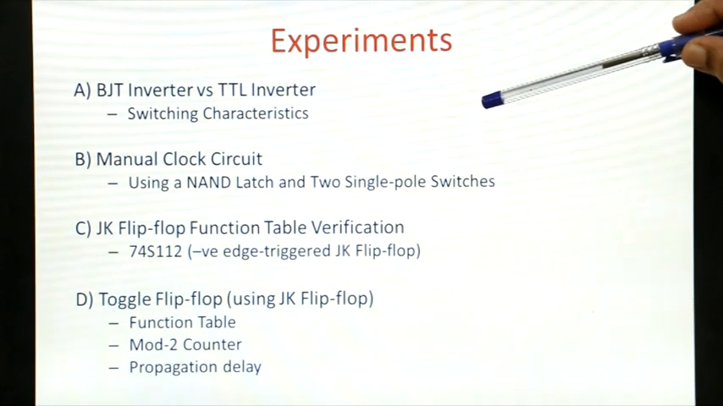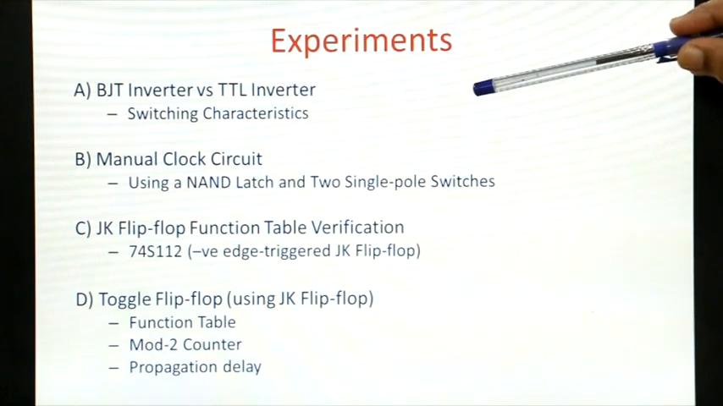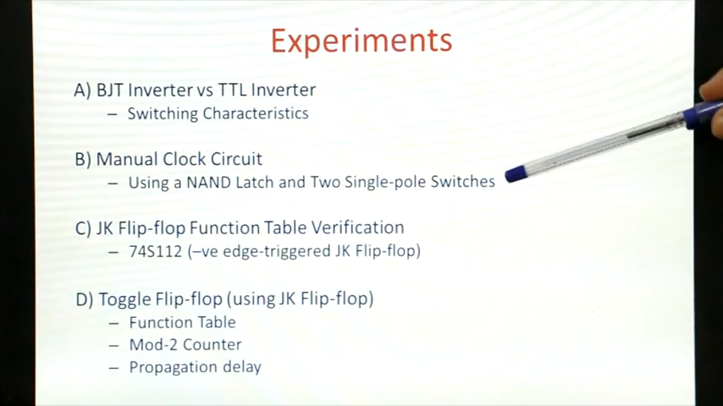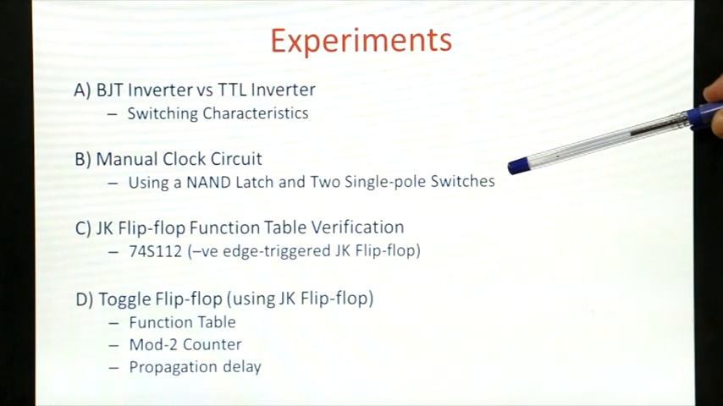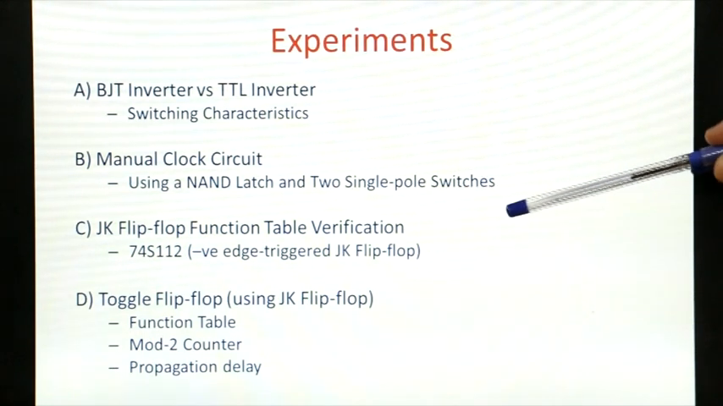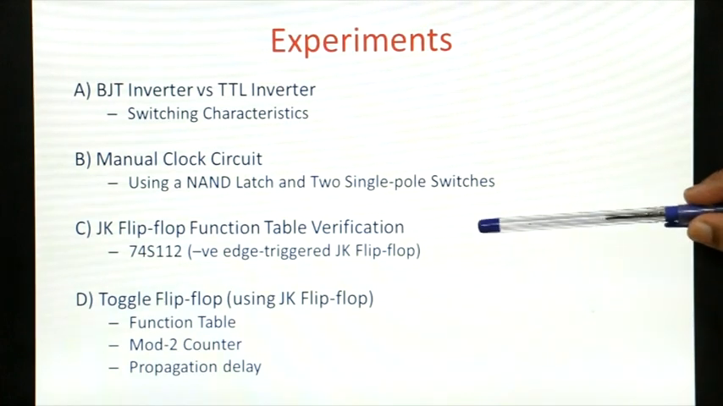The first one we'll see a BJT inverter, and we'll compare it with a TTL inverter, and we'll look at the switching characteristics. The second experiment will be on a manual clock circuit, where we will use a NAND latch and two single pole switches to generate a manual clock.